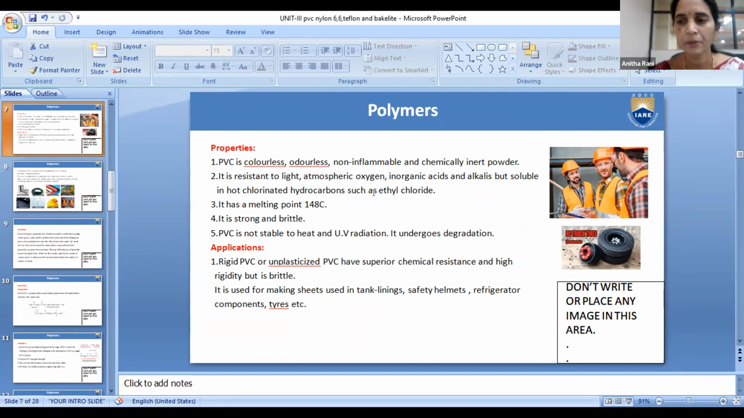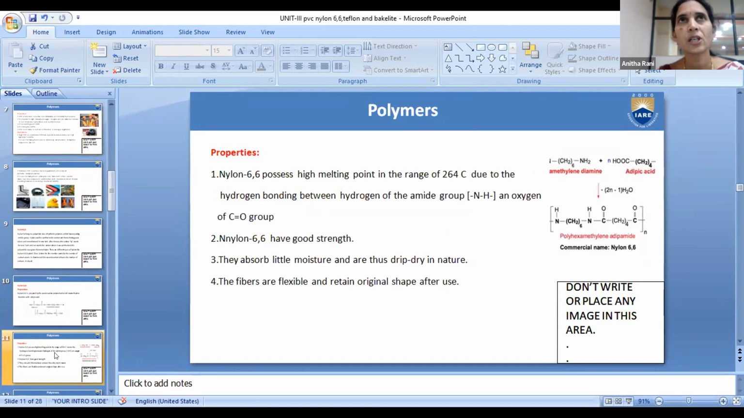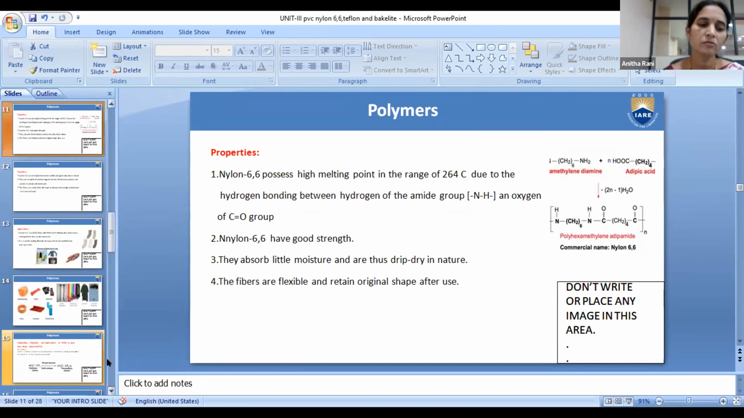What is the melting point of PVC? 148 degrees Celsius. What is the melting point of nylon 66? 264 degrees Celsius. What is the melting point of Teflon?